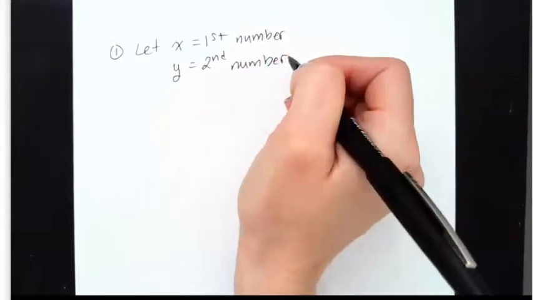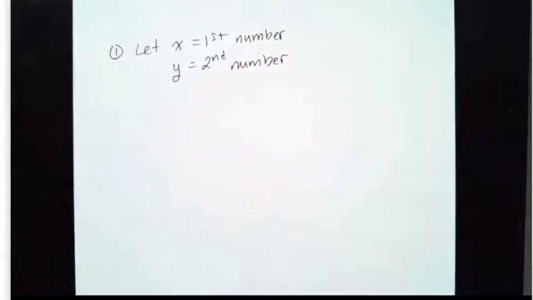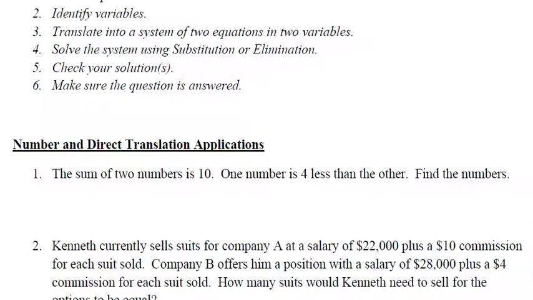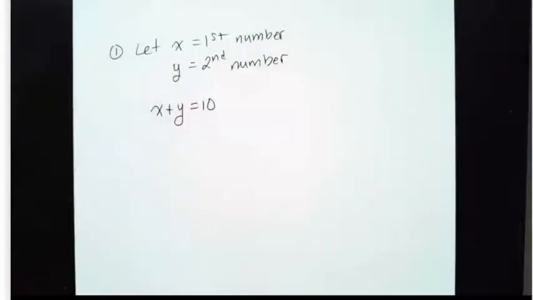Remember that variables represent quantities. So from there, I'm going to write any equations. I'm going to go back to the text. The sum of two numbers is 10. So if the sum is 10, that means that x plus y is equal to 10, which is what you see here.